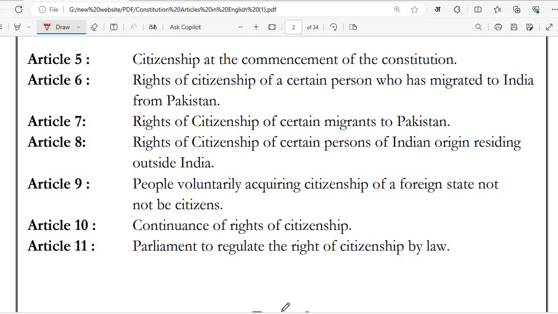Article 11 says Parliament to regulate the right of citizenship by law. Yes, the Indian Parliament is the absolute authority, so Parliament can make laws as per the time, and Parliament has done so. Parliament can restrict, can limit, can enlarge the rights of Indian citizens. Okay, this is the second part.